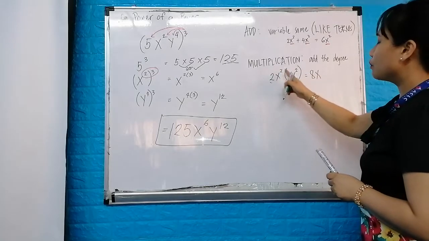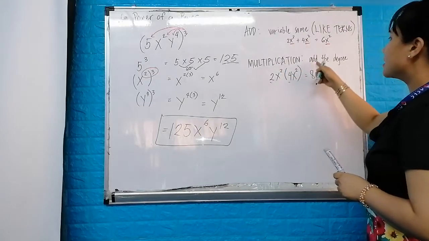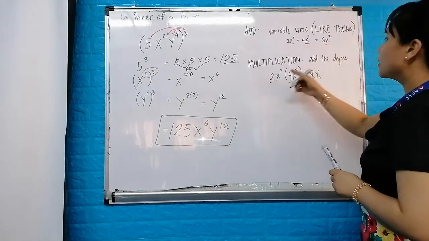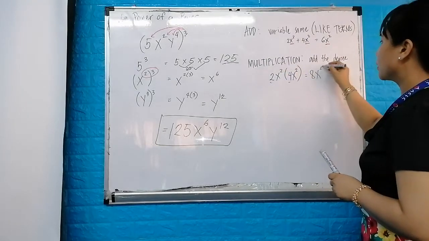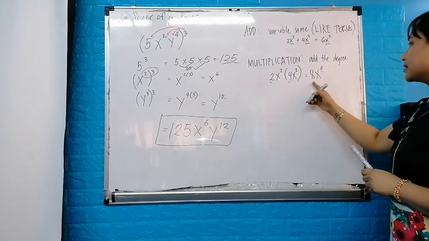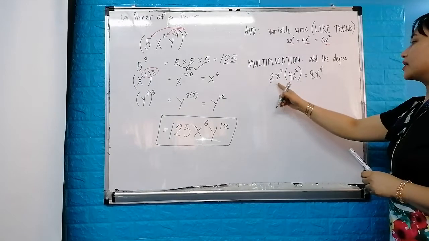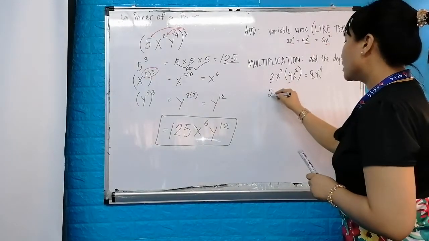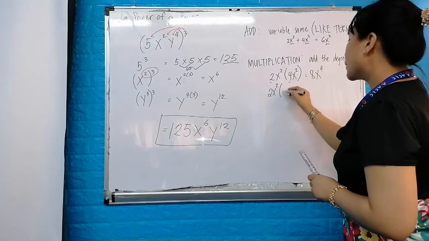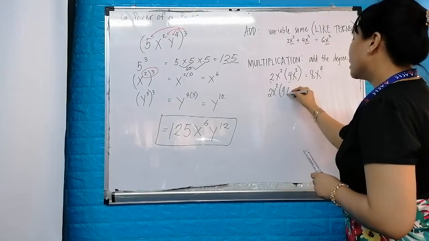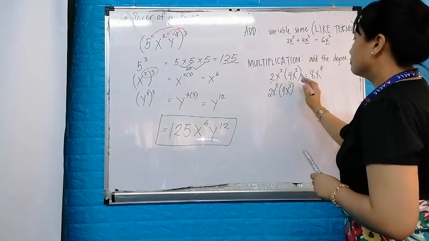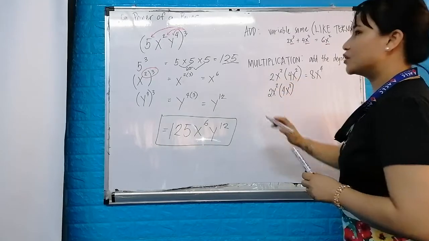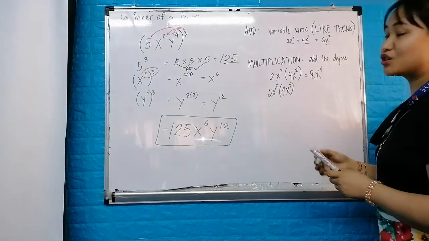What are you going to do with your degree? It says that you need to add the degree. So what are you going to do? 2 plus 2 is 4. So that is the answer for 2x squared multiplied by 4x squared. So what if we're holding 2x squared, and you multiply it by 4x cubed? Because I don't want you to get confused, since I already mentioned cube.